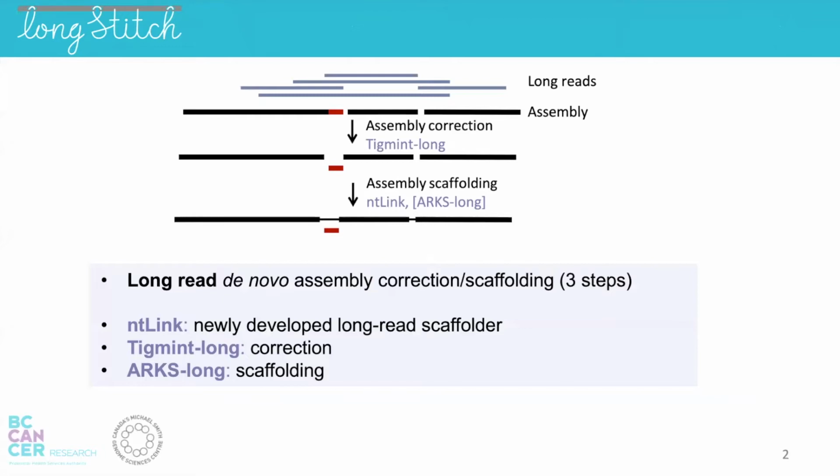LongStitch is a de novo assembly correction and scaffolding utility which uses long read evidence and runs in up to 3 steps. Given a set of long reads and an assembly that you want to improve upon, there's a round of assembly correction with Tigmint-long, and up to 2 rounds of assembly scaffolding with NT-Link and ARCS-long. NT-Link is a newly developed long read scaffolder that we're introducing within LongStitch.